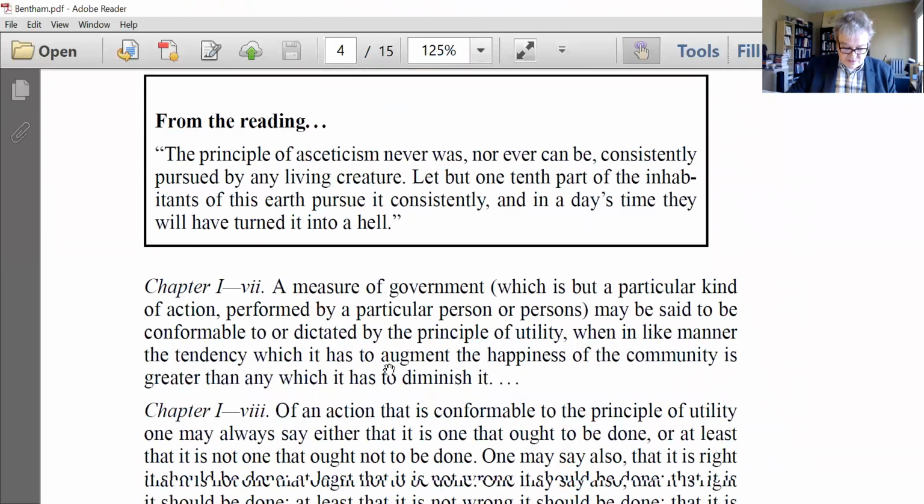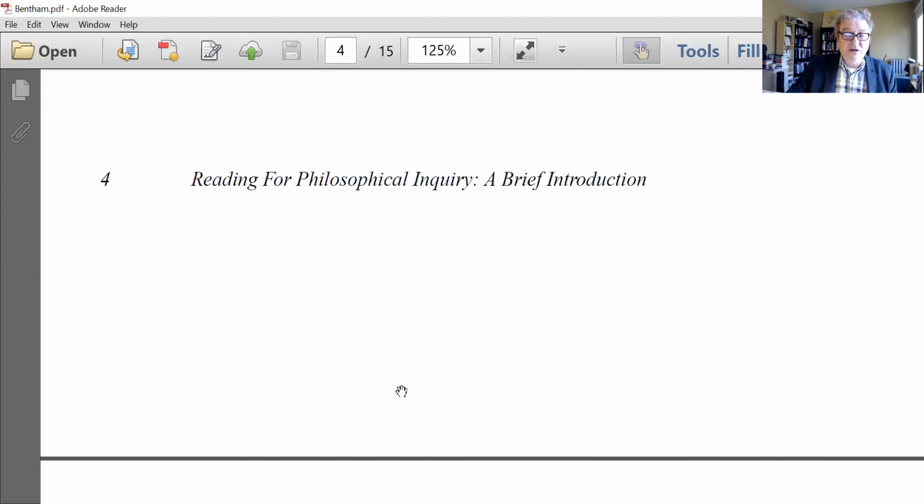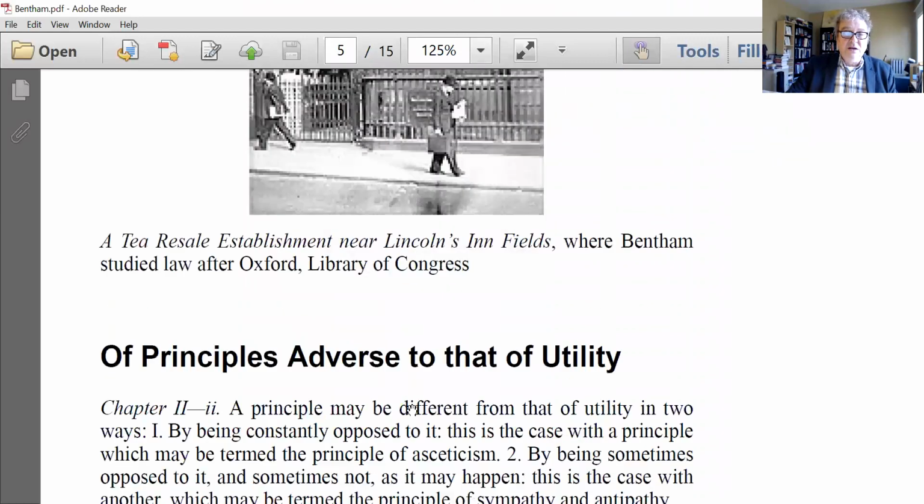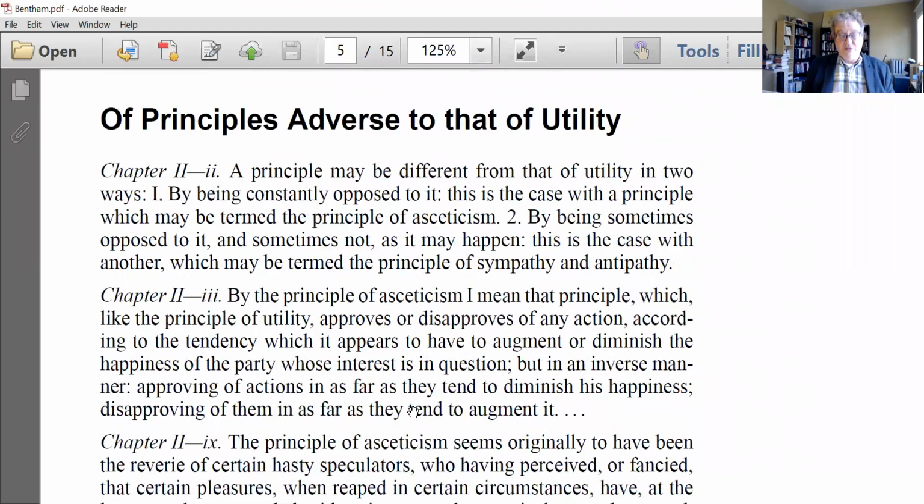Okay, so let's go down to here. This is all good writing to read and to fill in understanding. I'm just looking at a few highlights. A principle, okay? Now he's looking at principles adverse to that of utility. So we're going to look at two principles that he contrasts with utility to make even more sense of what he means by the principle of utility. So one is going to be asceticism, and the other is what he calls sympathy and antipathy. So, you know, feeling good, feeling bad, right?